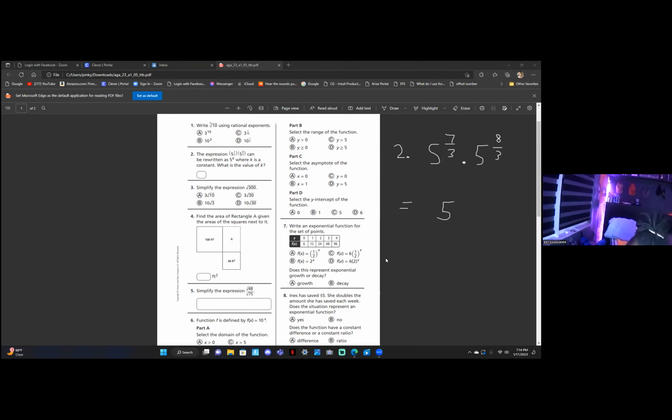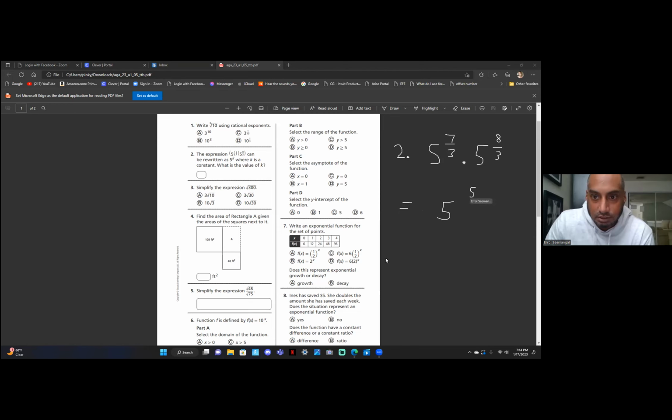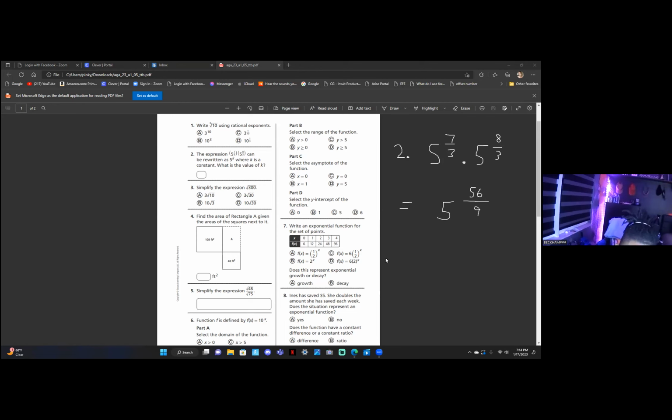Okay. So what's 7 times 8? 7 times 8 is 56, and 3 times 3 is 9. So do we have one that says 56 over 9? Yes. Yes, 56 over 9. Multiply the two tops, multiply the two bottoms. 56 over 9. Right, that. Yeah, 5 to the power of 56 over 9.